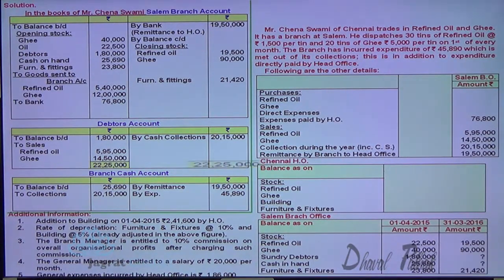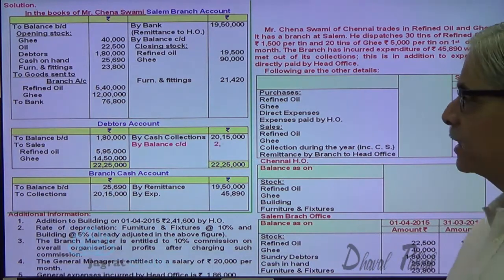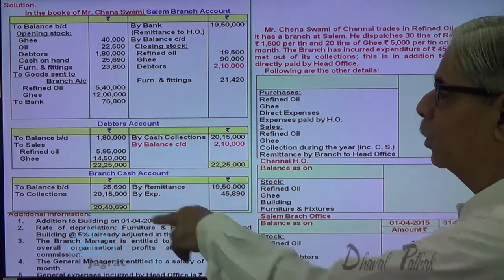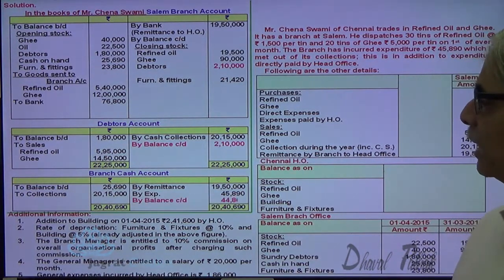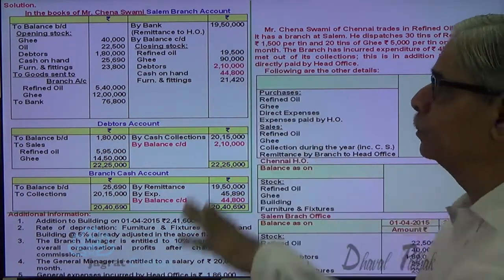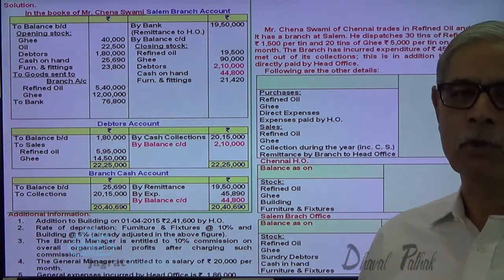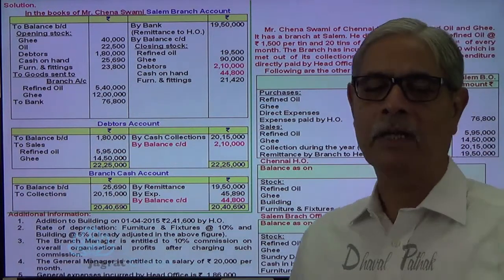Now, I'll close this debtors account. Closing balance is recorded on the credit side of branch account. I'll close this branch cash account. Closing balance will be recorded on the credit side. This is how the missing details for preparation of branch account is being found out and recorded on the credit side of branch account.